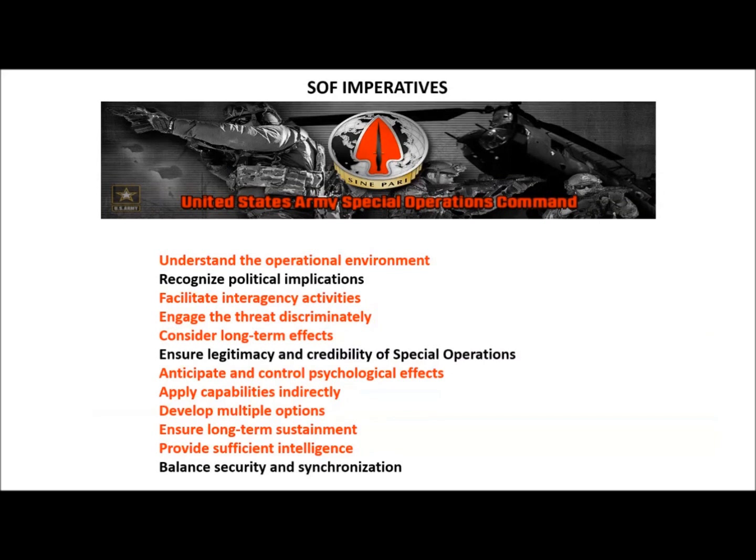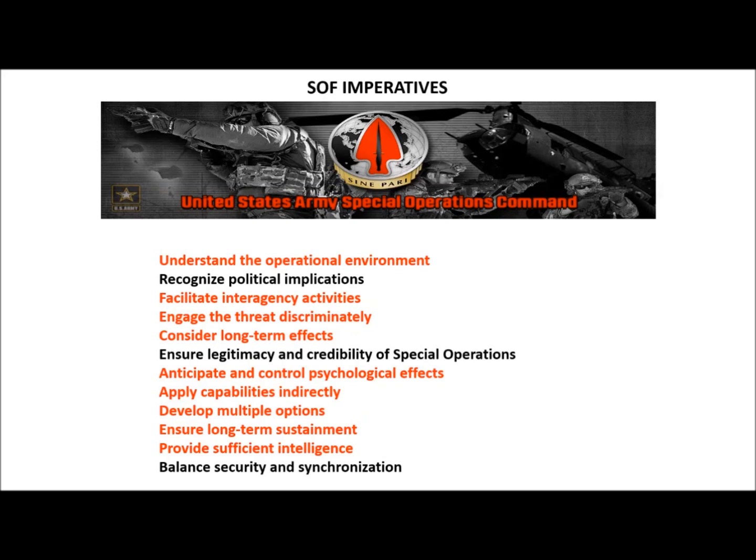Looking at the SOF imperatives, this is the Special Operations Forces imperatives. Number one, right off the bat, understand the operational environment. This is something that's in our doctrine, in our literature: to go anywhere in any type of combat environment or training environment, you have to understand the operational environment. Why? Because if you don't, you go in unprepared and you will pay the consequences. Everything highlighted in red is something that applies to the medical field as well.